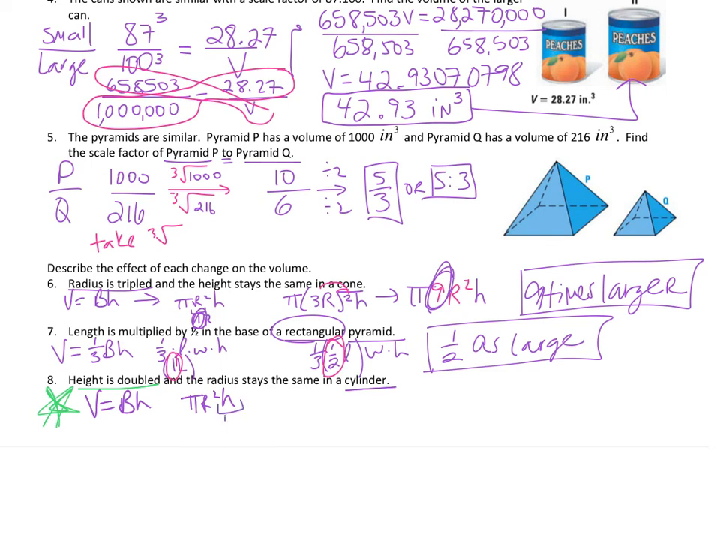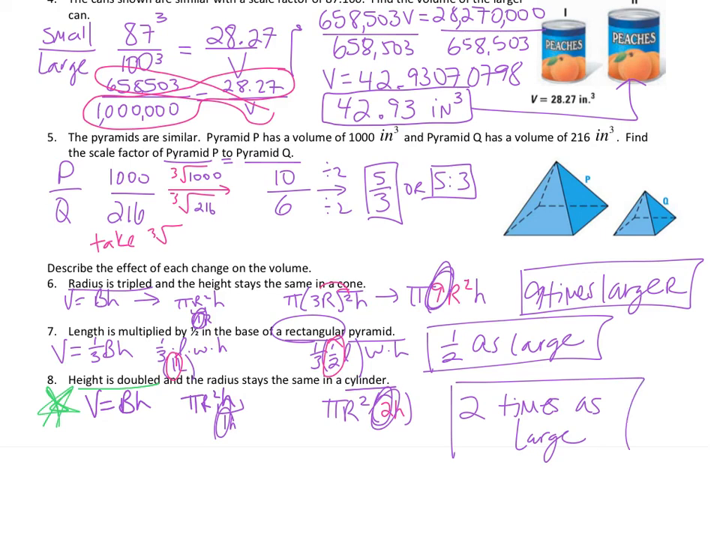Your height to begin with is a 1h, and if we need to double it, everything else stays the same, but now in place of it, I am putting a 2h because I am doubling it. Now if I simplify it, it still stays a 2 because it's not squared or anything else. So if it changes from a 1 to a 2, that means you should have chosen that it was 2 times as large as the original volume. So it's 2 times larger.